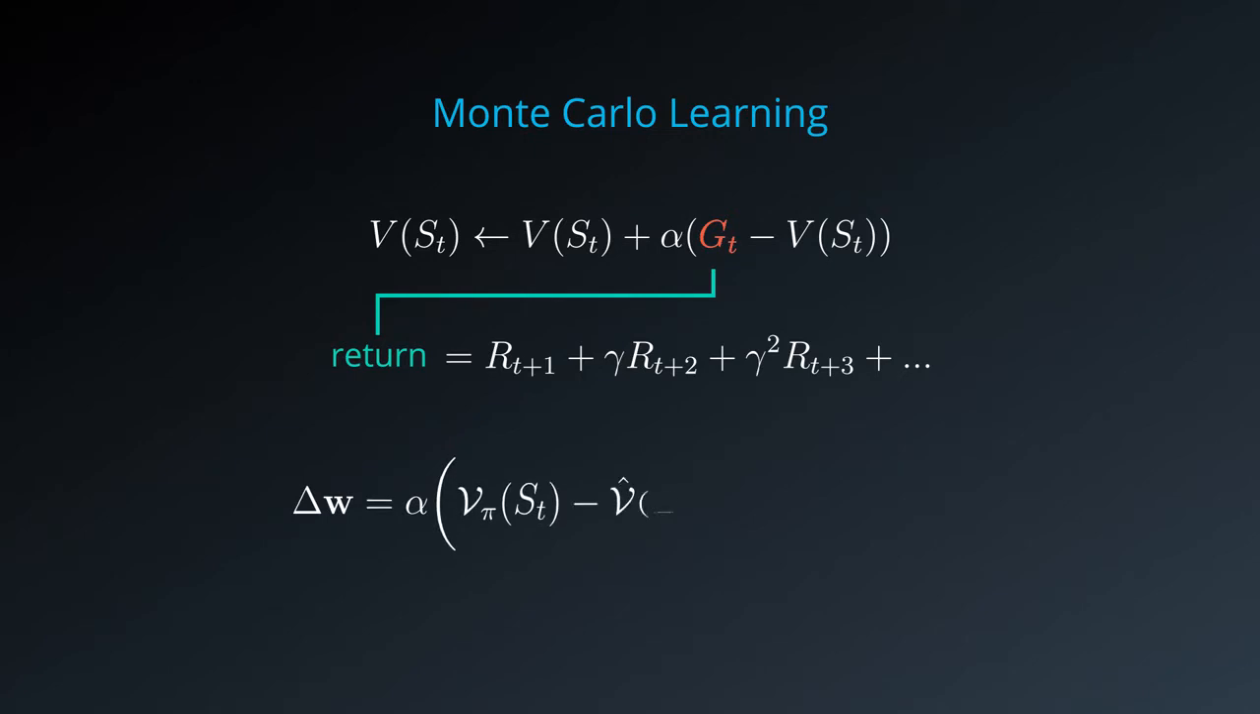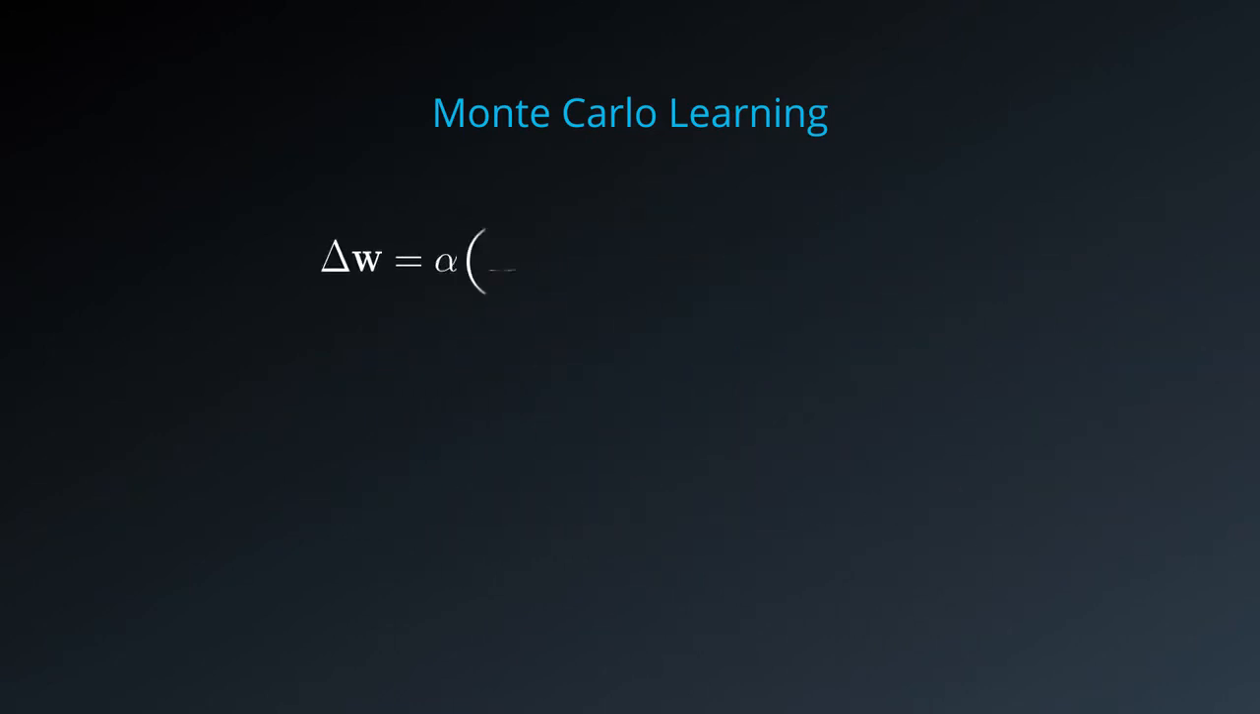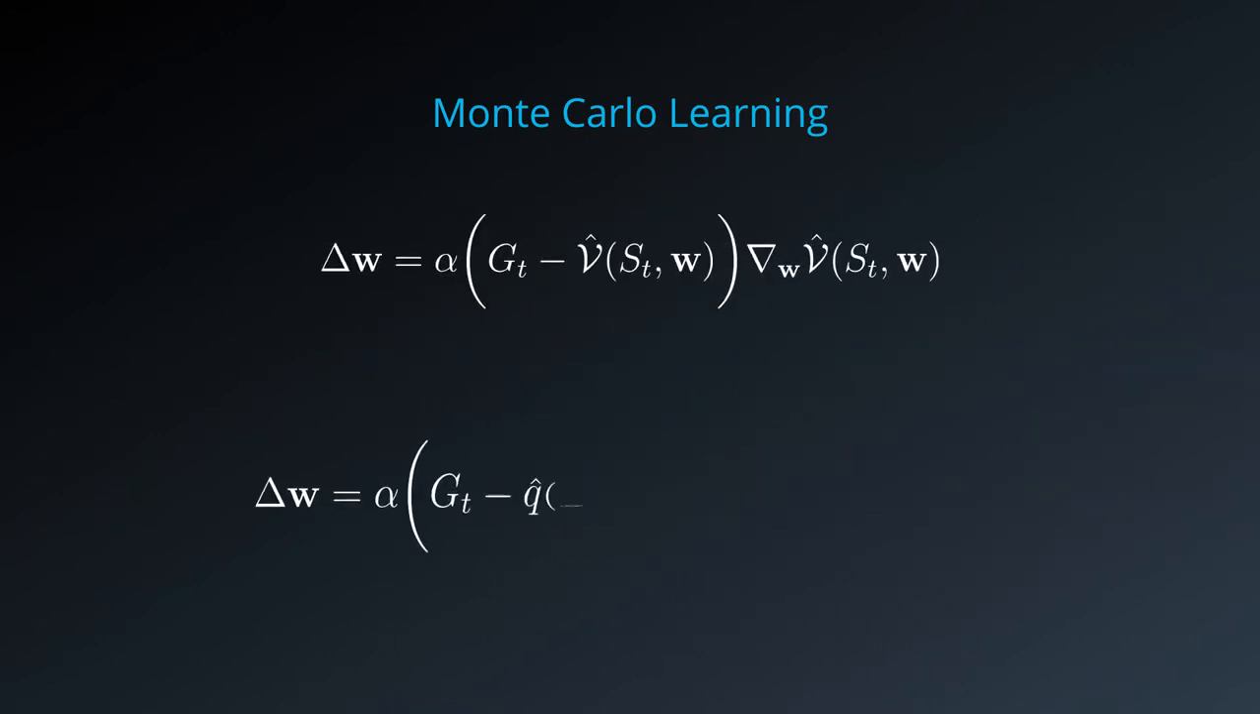So let's take our neural network update rule and simply substitute the unknown true value function with this return. This gives us a concrete update rule for state value functions represented by neural nets or other function approximators. As you might have guessed, we can do the same for action value functions as well. Now that we have the main building block, the update rule, let's build a complete Monte Carlo algorithm around that.